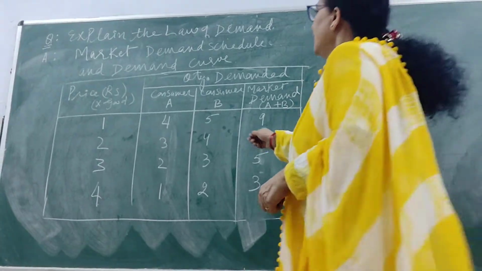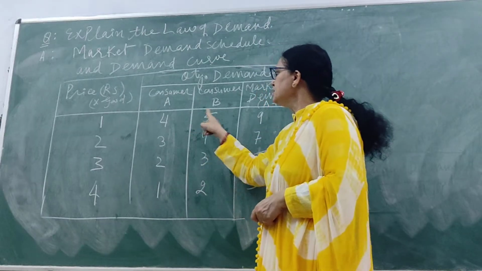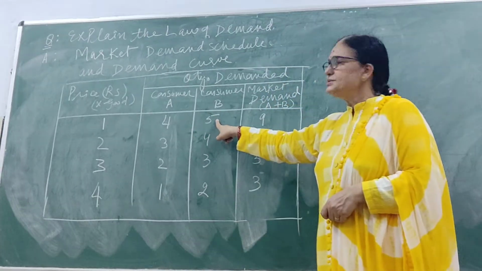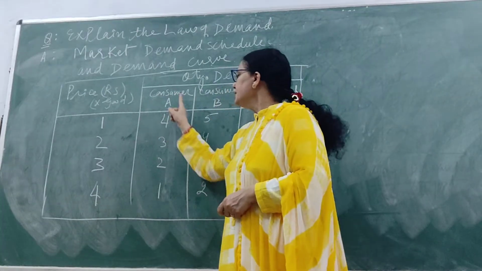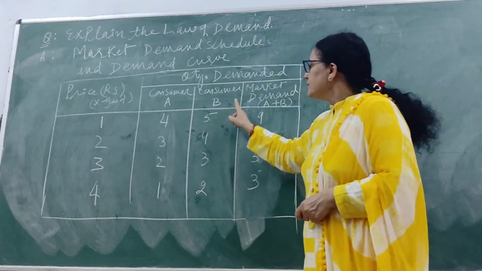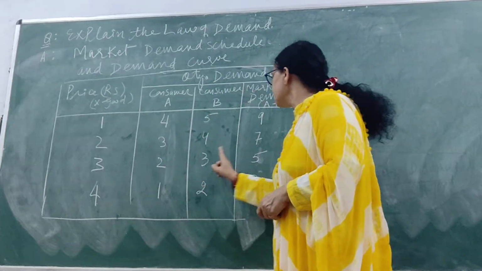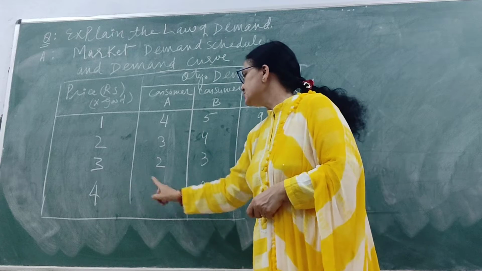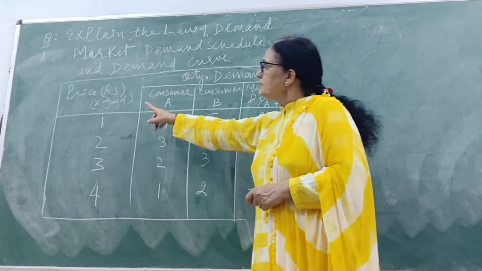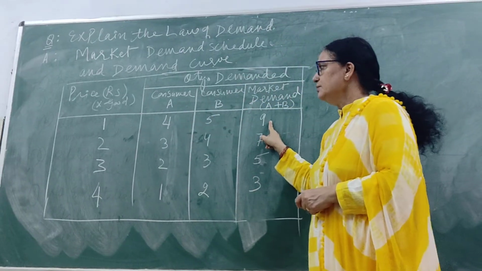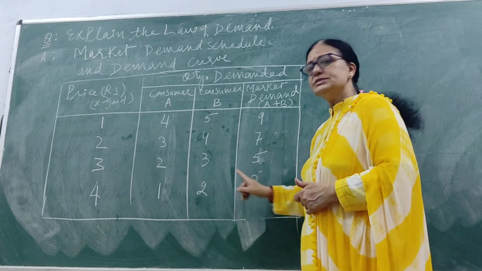हाउ? Like at price 1 the demand by consumer A is 4 units plus demand by B is 5, then the total comes to 9. At rupees 2 demand by consumer A is 3, by consumer B is 4, so it is 7. At 3 this is 2 plus 3, 5, and at rupees 4 this is 1 plus 2, 3. So market demand means at price 1 the demand is 9, at 2 it is 7, at 3 it is 5, and at 4 it is 3.